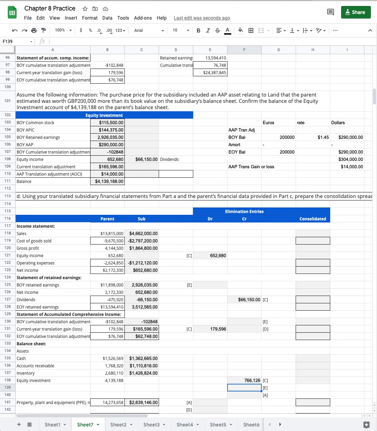So next is the E entry to eliminate the beginning balance by eliminating the book value portion of the beginning investment account. And so we can come up here to our beginning of year retained earnings and grab that number, the 2,926,035. For our beginning of year cumulative translation adjustment, we don't want that to come down as a negative, so I'll put a negative sign and then reference the 102,848.